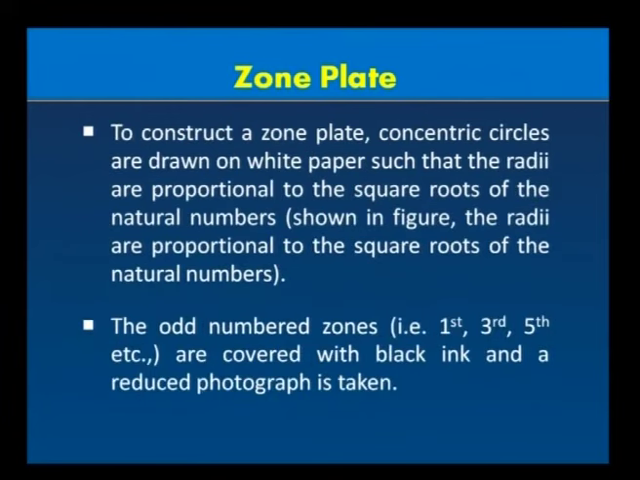Now we will see how the zone plate is made. A zone plate is constructed by having concentric circles on a sheet of paper such that the radii are proportional to the square roots of the natural numbers. Now it is shown in the figure. We saw in the theory of the rectilinear propagation of light, the radii of the zones are directly proportional to the square root of natural numbers. Same way you construct zones.